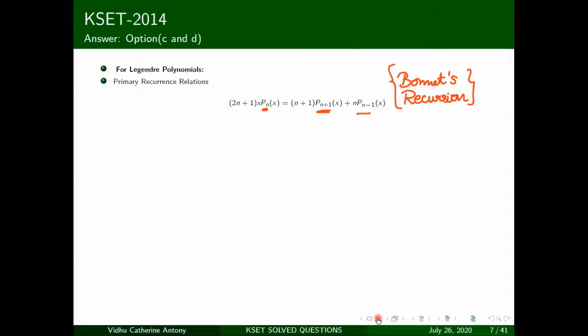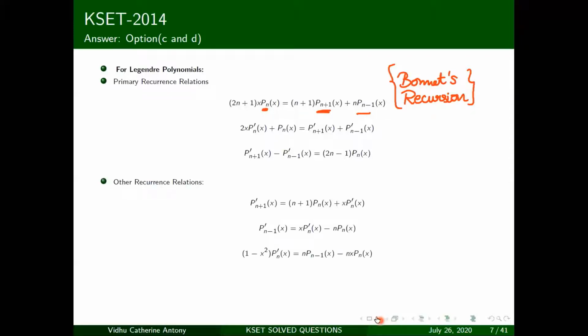Now let's move on to the next one. How do you remember that this is Bonnet's recursion formula? Basically, you don't have derivatives involved in it. You only have derivatives involved in the rest of the recurrence relations that you have. So these are the several types of recurrence relations. There are a couple of other recurrence relations that you get. I'm sure you might have done these on your own.